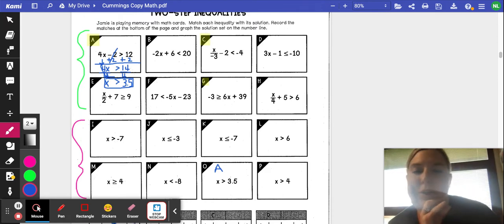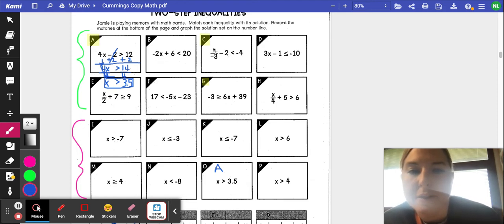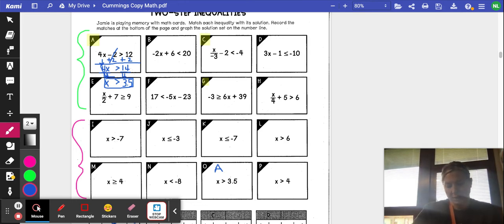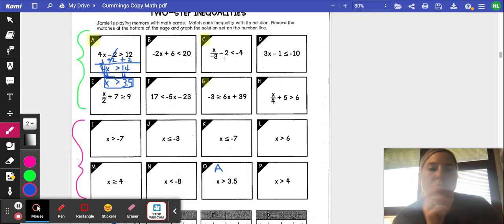Now I'll help you with another one. I'll help you with C. So for C, I have x divided by -3 minus 2 is less than -4. For this one, I'm still looking to see if I have addition or subtraction. I have subtraction, so I have a -2. In order to get rid of that, I'm going to add 2 because I have to do the opposite. Whatever I do to one side, I have to do to the other.